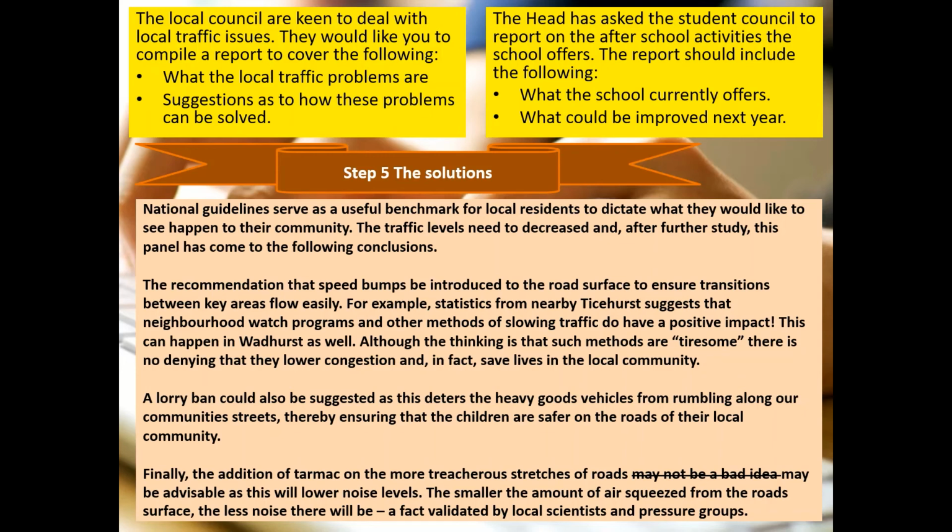National guidelines serve as a useful benchmark for local residents to dictate what they would like to see happen in their community. The traffic levels need to be decreased, and after further study, this panel has come to the following conclusions. The recommendation that speed bumps be introduced to the road surface to ensure transitions between key areas flow easily. For example, statistics from nearby Ticehurst suggest that neighbourhood watch programmes and other methods of slowing traffic do have a positive impact. This can happen in Wadhurst as well, although the thinking that such methods are tiresome, there is no denying that they lower congestion and, in fact, save lives in the local community.